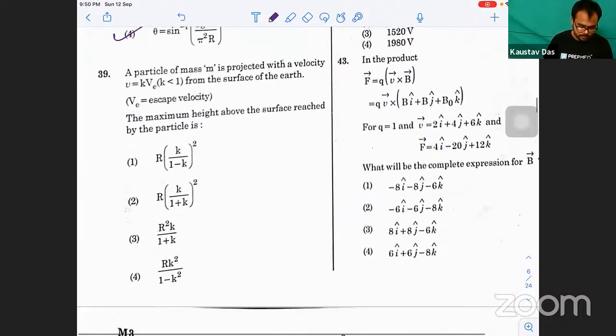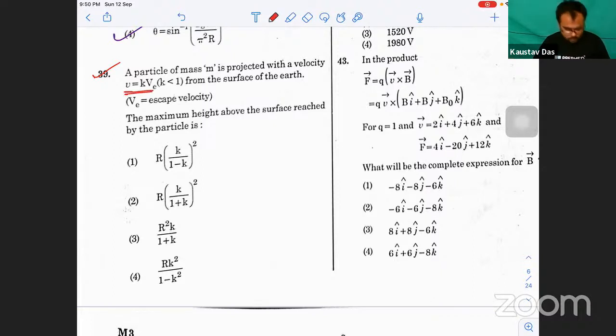Now come to question number 39. A particle of mass m is projected with a velocity v, given as k times ve, where ve is the escape velocity and k is less than 1. So naturally, the particle has been projected with a velocity less than the escape velocity from the surface of the Earth. The maximum height the particle can reach is what you have to calculate.